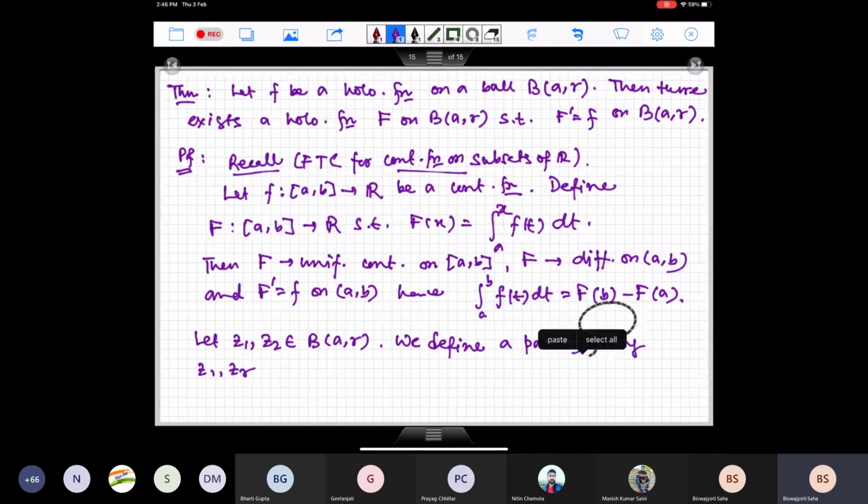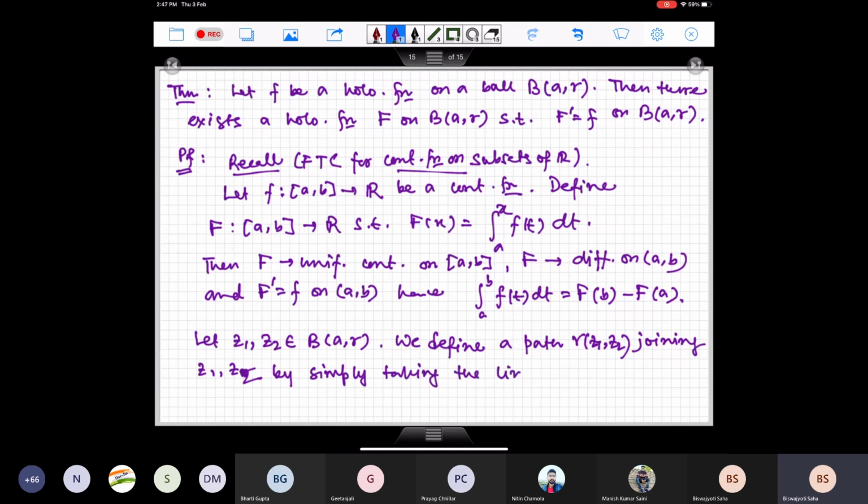We can define a path, let's say gamma z1 z2, joining these two points, z1 and z2, by simply taking the line segment joining z1 and z2. Okay, so if I have two points z1 here, z2 here, then what I am going to do is take the line joining these two points z1 and z2. That's my path gamma z1 z2.